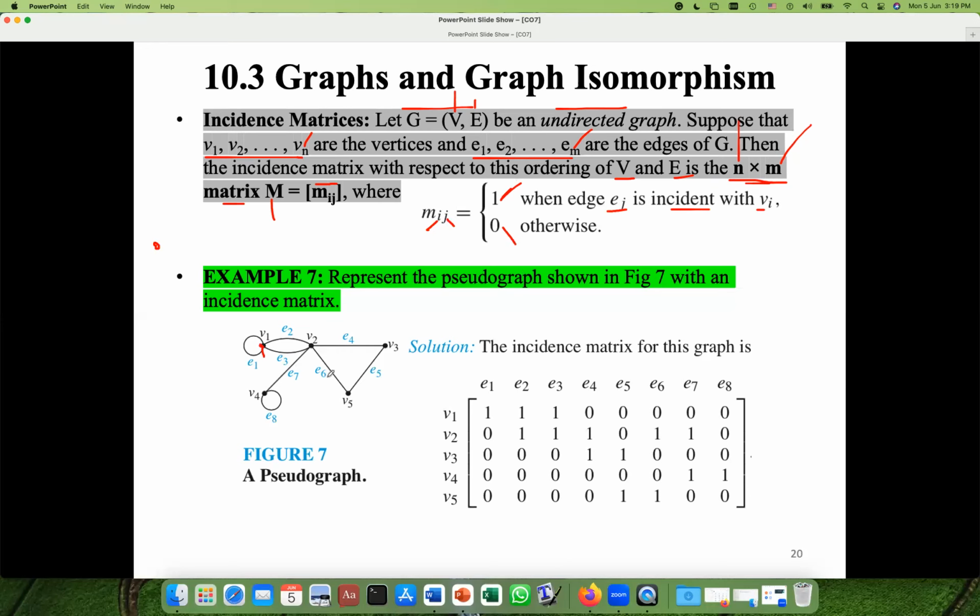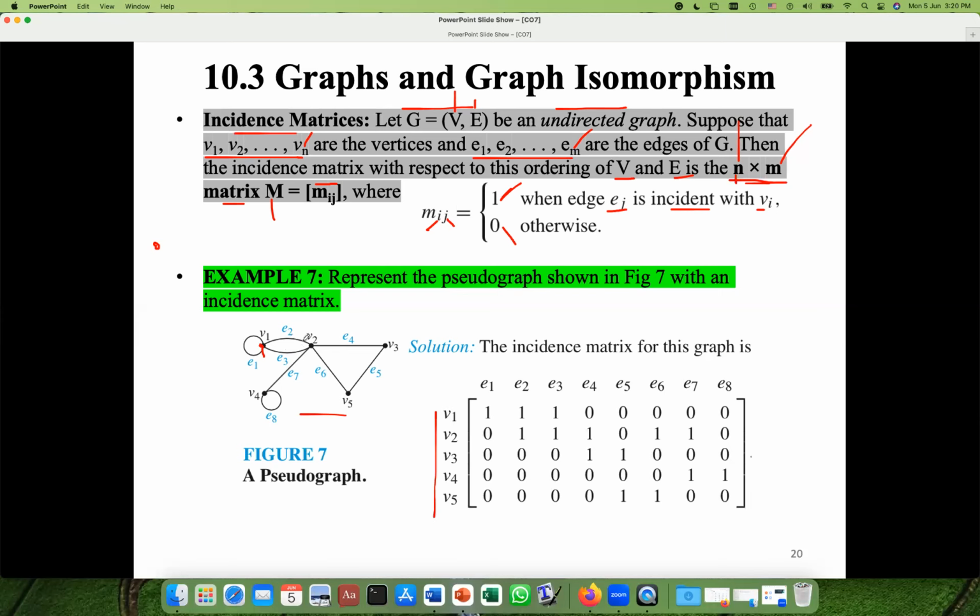Represent the pseudo graph given. So we have figure 7 here. This is the pseudo graph, which has loops and multiple paths maybe. Write its incidence matrix. Okay, here you don't have to write vertices and vertices. Here it is different: N cross M. N is for vertices, so this is rows. How many vertices do you have? 1, 2, 3, 4, 5. So V1 to V5 are the vertices.